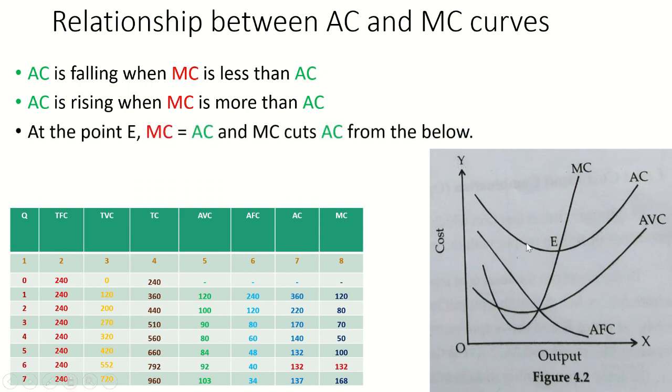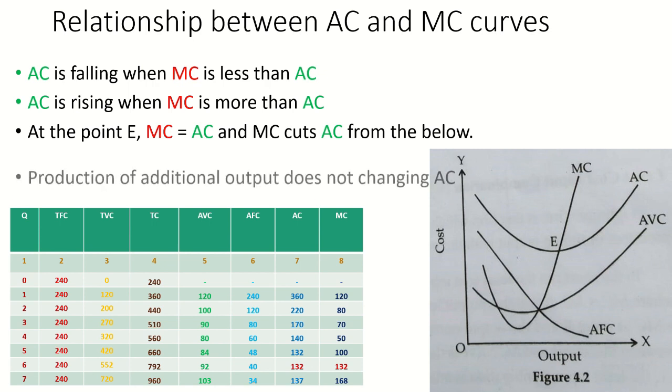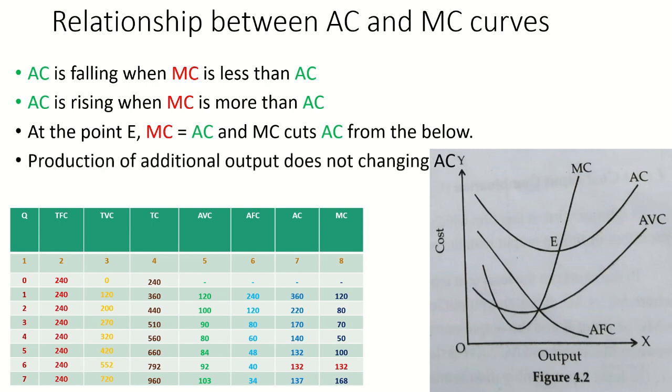Okay, at the point of E, please see, at the point of the E we can see that MC is equal to AC, and MC cuts AC from the below. So at the point of the E, the marginal cost and the average cost are equal, and the MC cuts AC from the below. What is the reason? Because the production of additional output is not changing the average cost. That's why at the point E, MC is equal to AC.